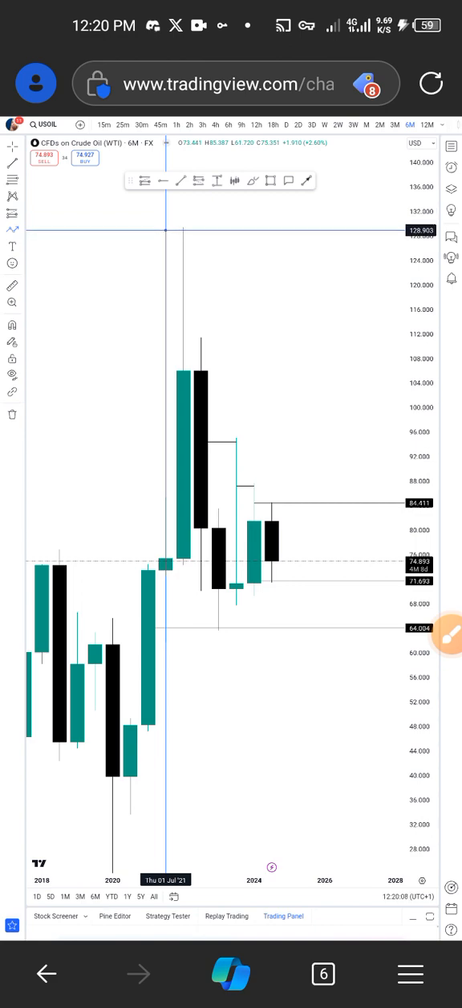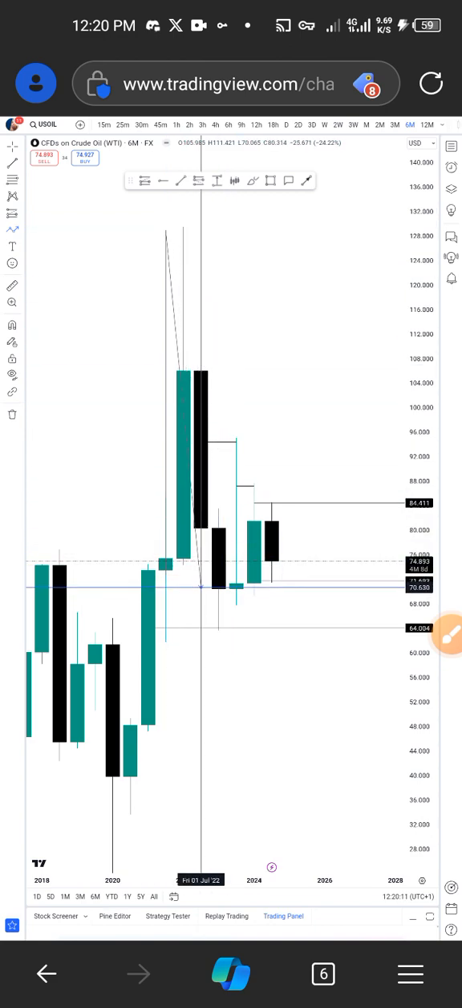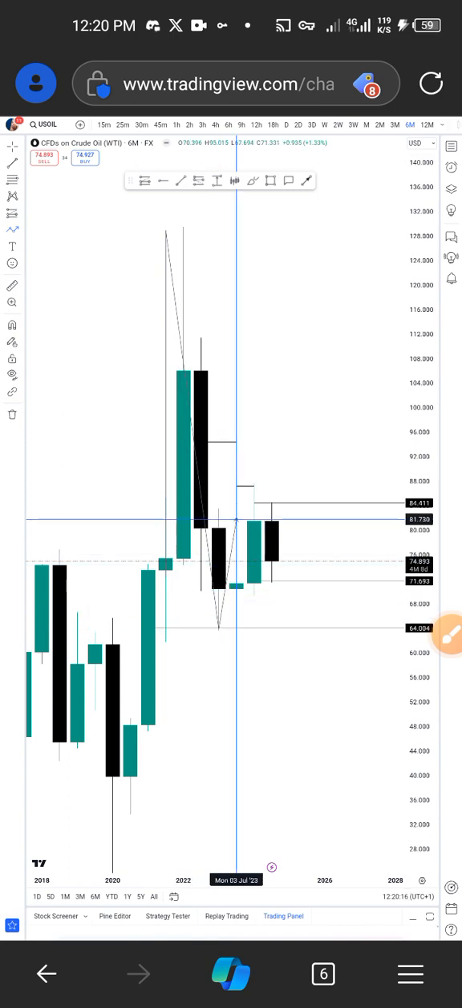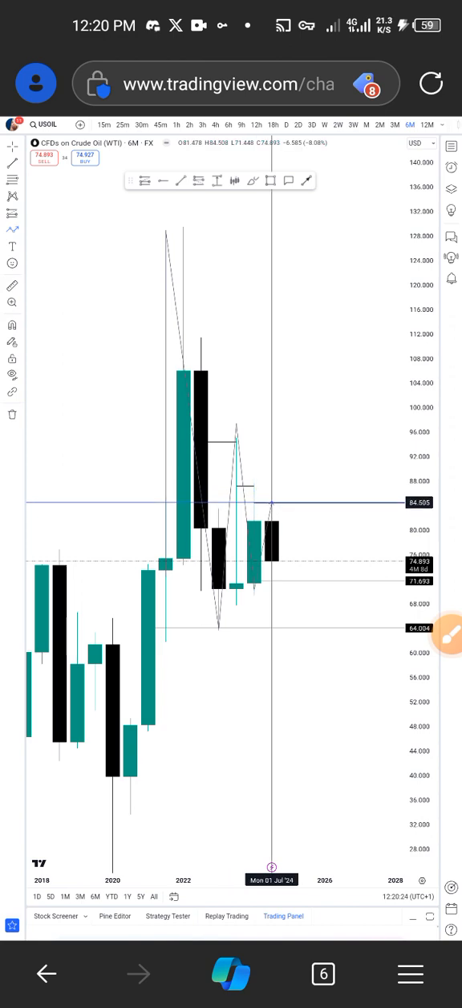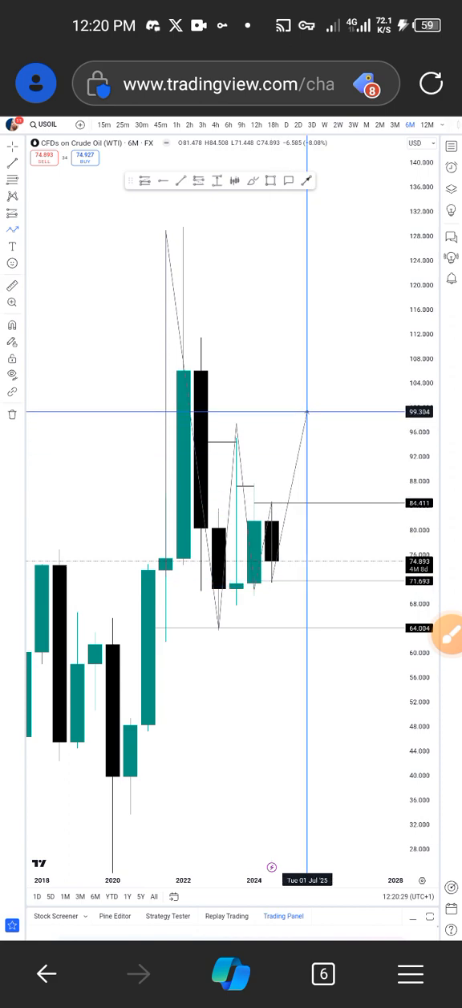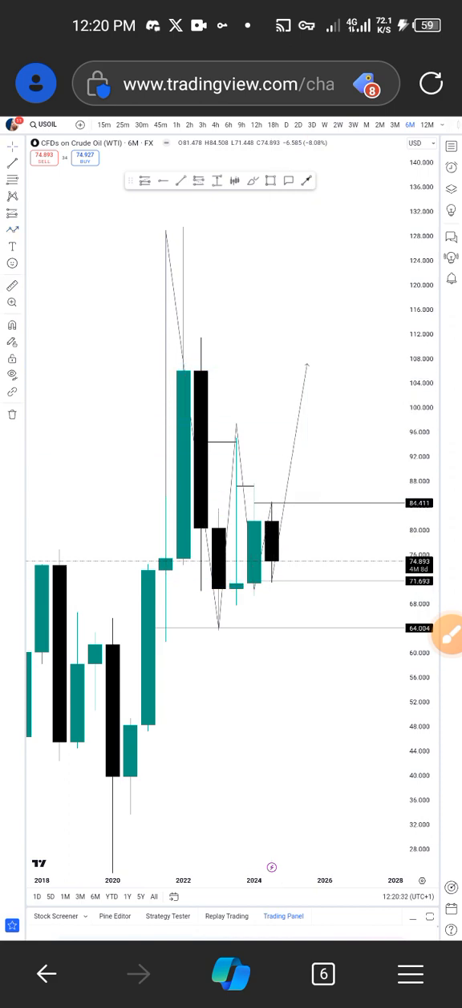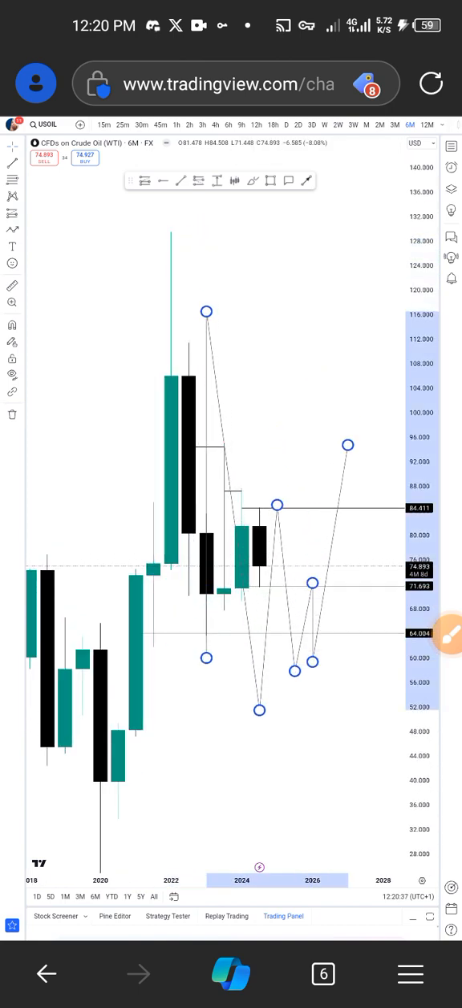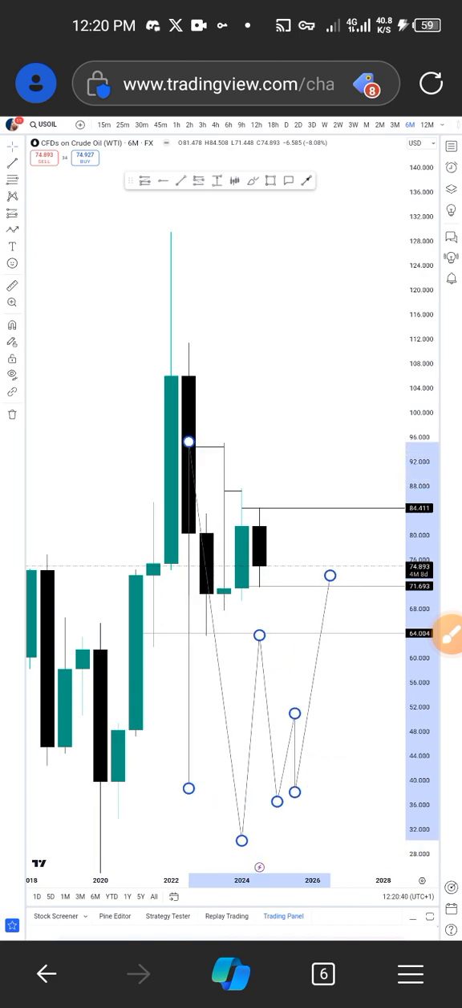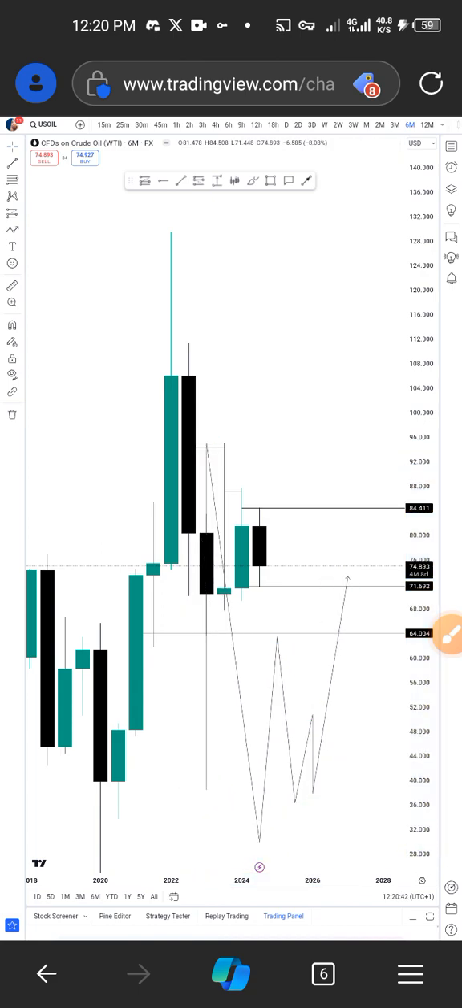This high came to this low, high, came to this low, high, came to this low. So the next movement is to go bullish. That is the clearer formation. So this is how the formation is.